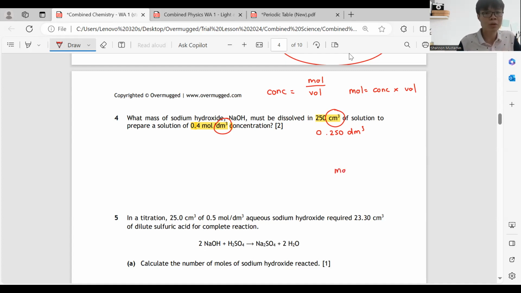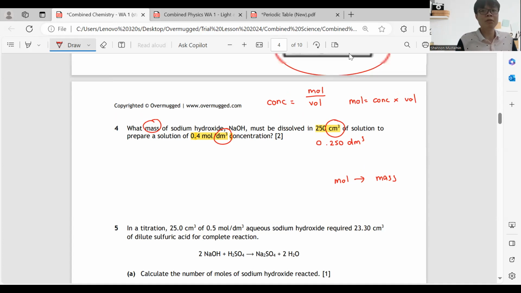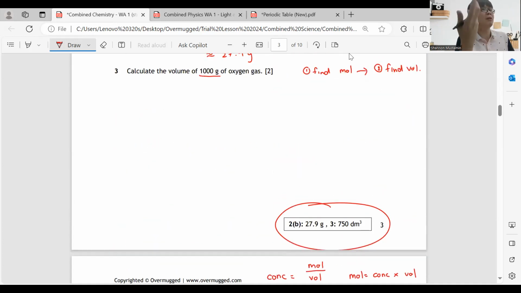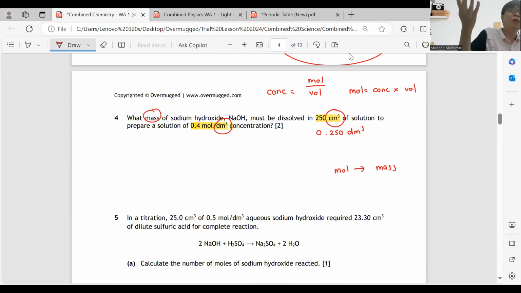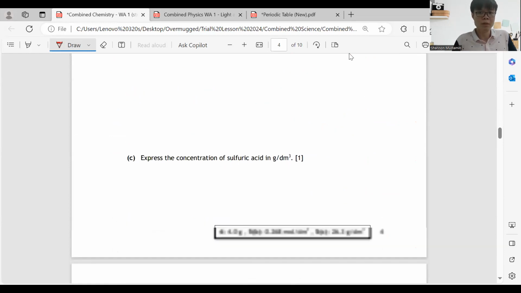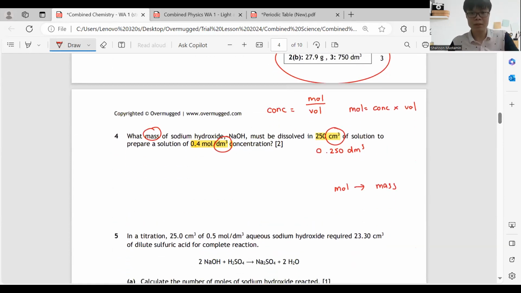You convert to mole and then change to mass. So for 3 and 4 you don't need to use any ratio, you're just converting units. For 3 it is converting mass of a gas to volume of a gas, but the middle part is mole. You find mole already, then you can substitute into a second formula to calculate your volume. For question 4, you calculate mole first, after you get mole, you can calculate mass. It's just using different formulas. So 0.4 and 0.25.